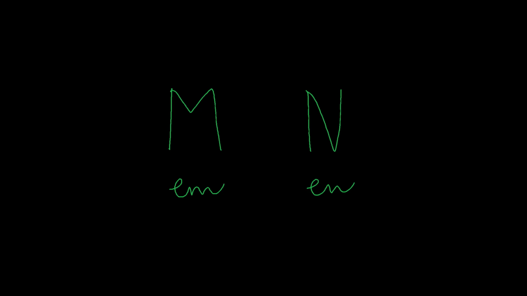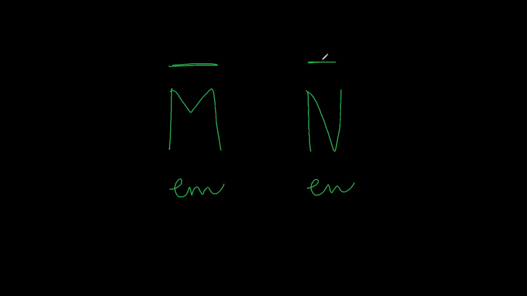There are two kinds of dashes. There's the M dash and the N dash, and it's obviously quite difficult to hear the difference. But you can see the difference if you write them out, and the M dash is quite a bit longer. It's about as wide as a capital letter M, and the N dash is a little bit shorter.